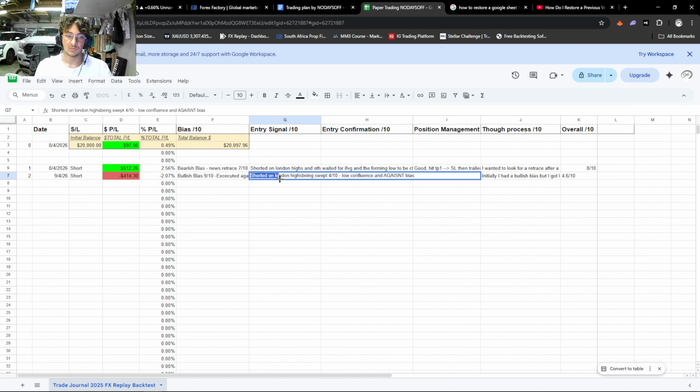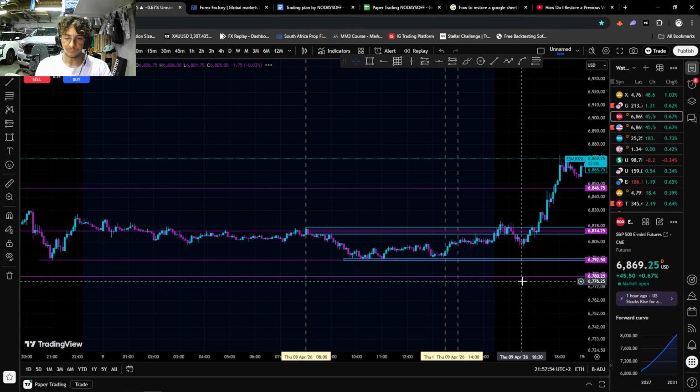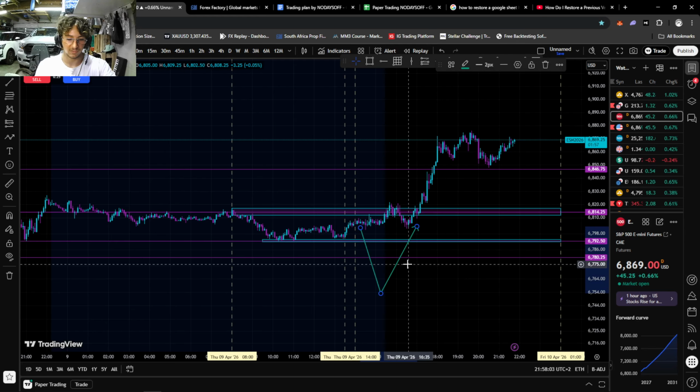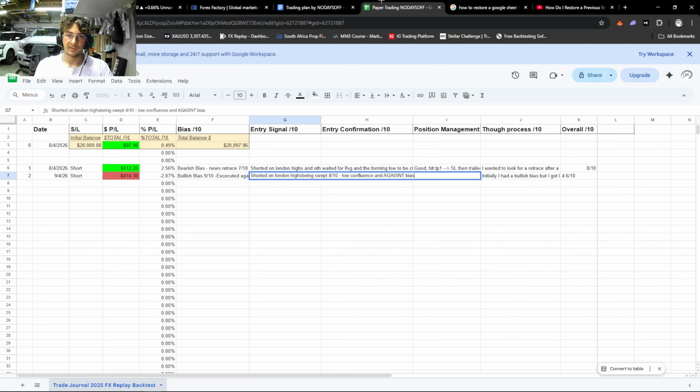Entry signal, we shorted on the London highs being swept. This was a 4 out of 10. It was a low confluence and against our bias. Okay, high confluence looks like the London session lows get swept, as well as the daily lows or any other areas of higher time frame liquidity. Okay, and if it's in line with your bias, then of course it's a higher confluence. So that wasn't good. That was also 4 out of 10.